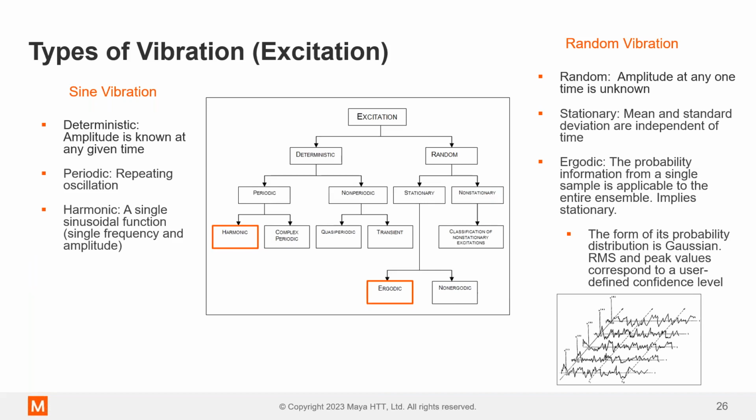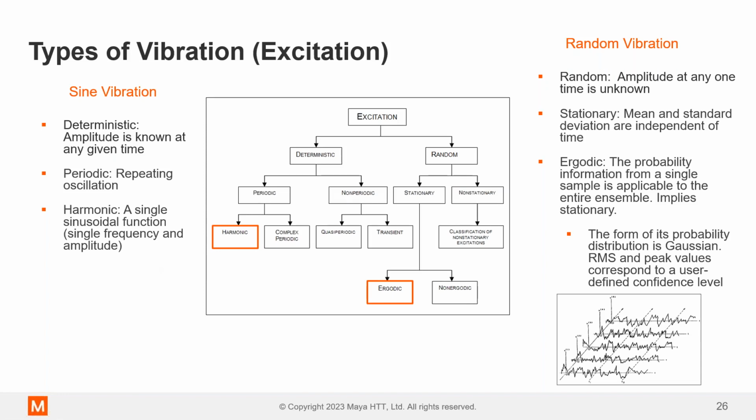Let's take a step back. We'll talk a little bit about vibration and random theory in general as we work through this. If we look at the types of vibration, for sine vibe, and this is just one of a few ways you could break it down, you think of sine vibe as deterministic. You know where the amplitude is at any given time. It's repeating and it's harmonic. So there's a single sinusoidal function.